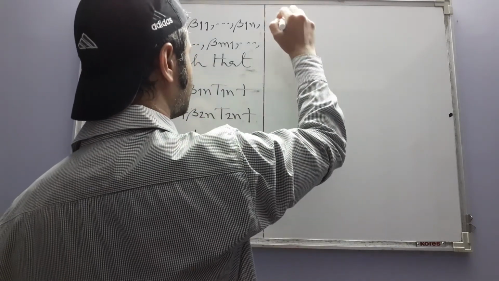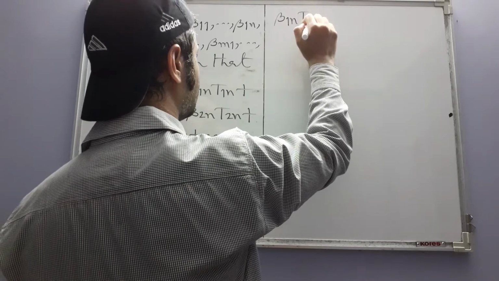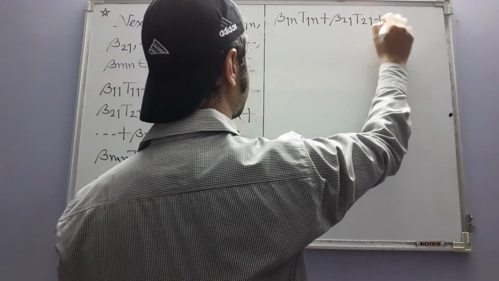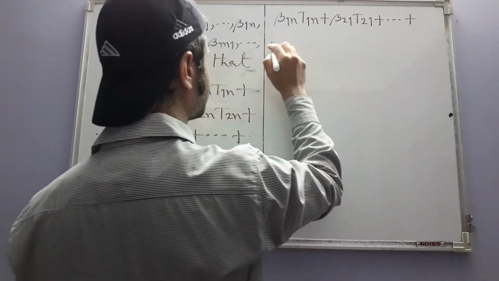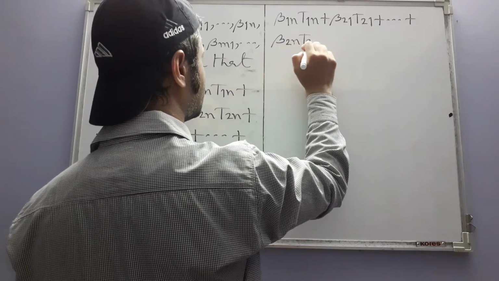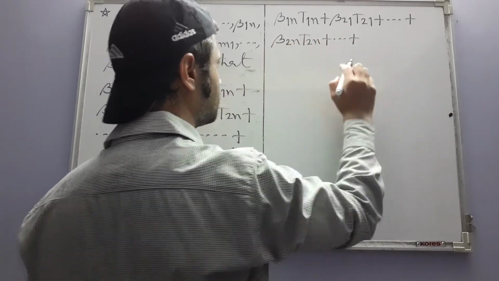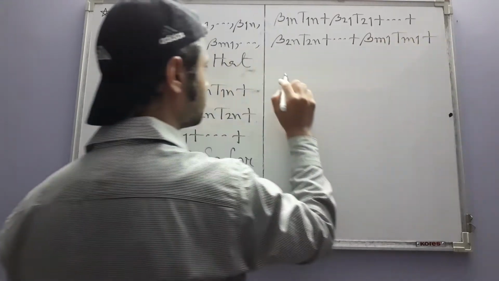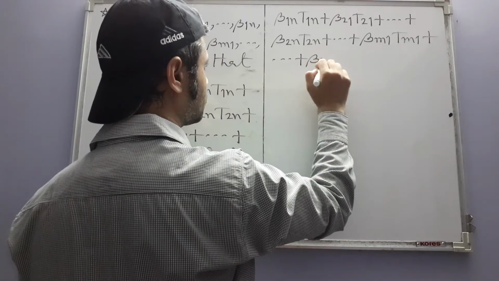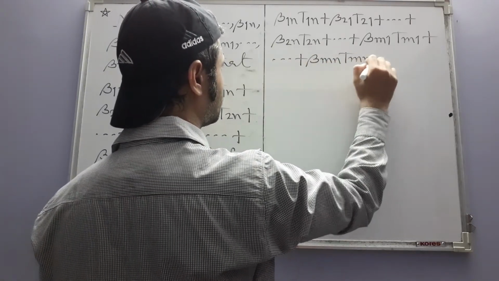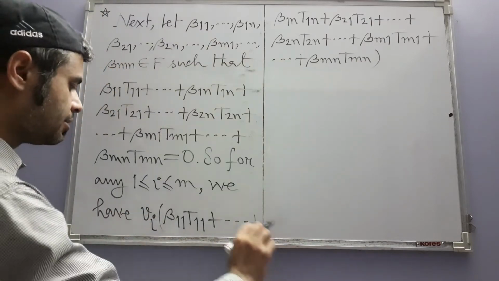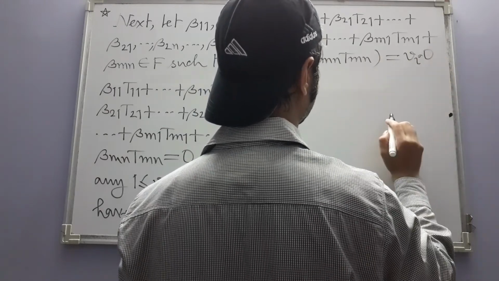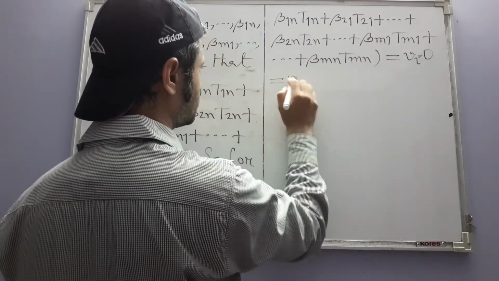Plus beta 1n T1n plus beta 21 T21 plus beta 2n T2n. So applying this on Vi is the same as applying the zero function on Vi, which will give us, of course, 0.